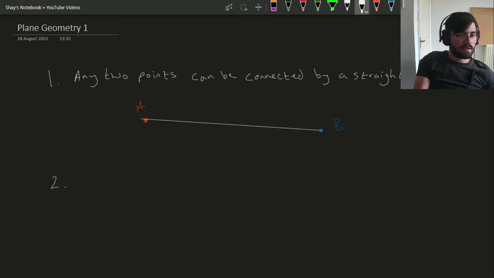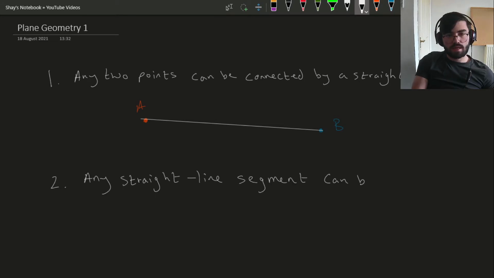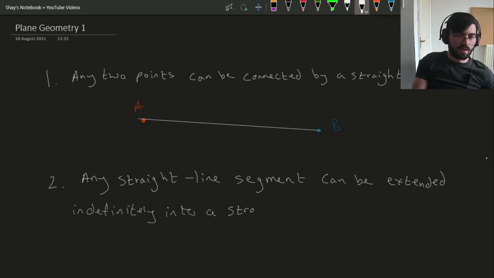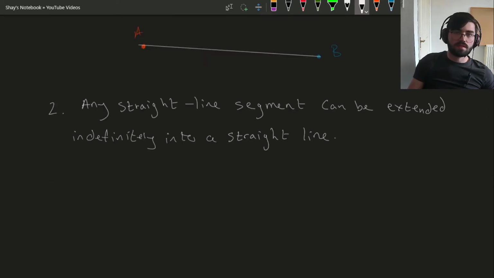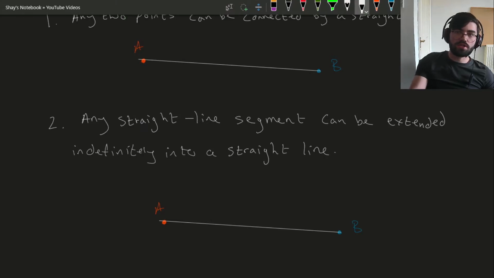The second is any straight line segment can be extended indefinitely into a straight line. So that would be taking what we've got before, and all I'm going to do is just put dots there to show it goes off for infinity.